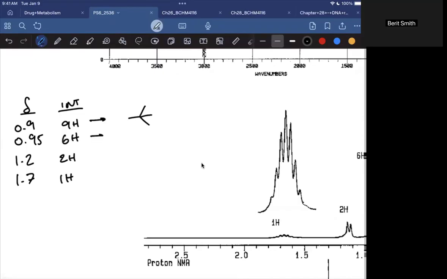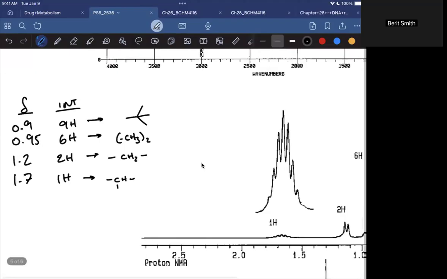And then the 6H is going to be those 2 methyls, 2H, CH2, and then CH, just like that. And let's see, we've got 1, 2, 3, 4, 5, 6, 7, 8 carbons. So this is the entire molecule right here. All we have to do is put it together.